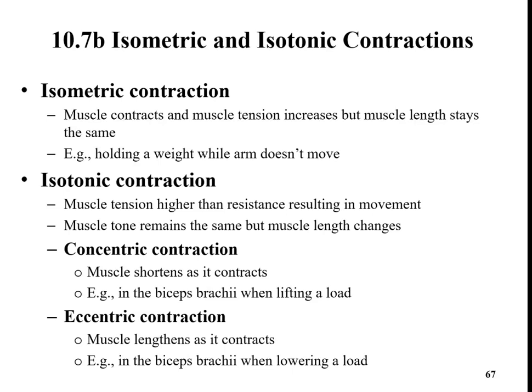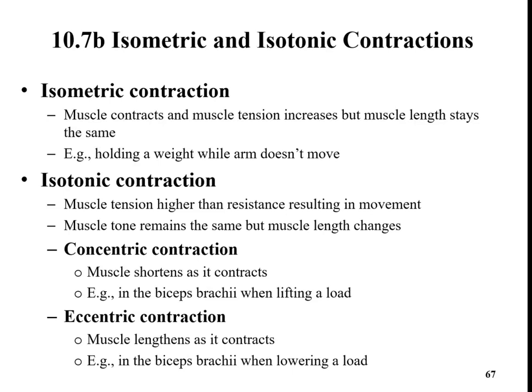Okay, isometric and isotonic contractions. Isometric contraction is where the muscle contracts and muscle tension increases, but the muscle length overall is going to stay the same. An example of this would be holding a weight while your arm doesn't move. You can have isotonic contraction. This is where the muscle tension is higher than the resistance, so this is going to result in movement. Muscle tone is going to remain the same, but muscle length changes, okay? So isotonic, muscle tone remains the same.